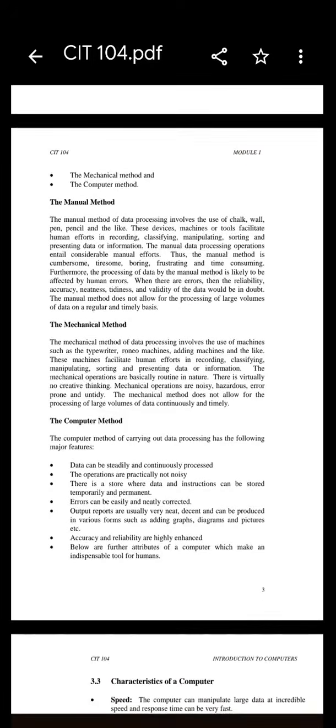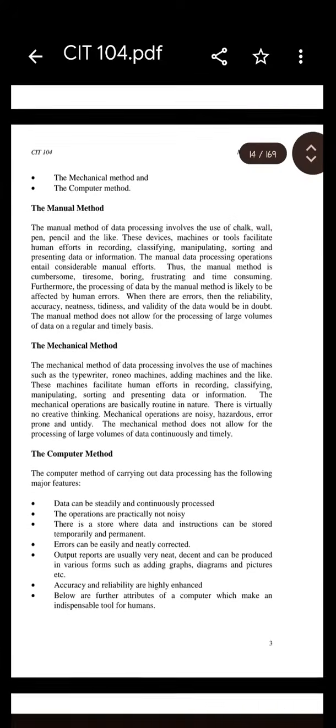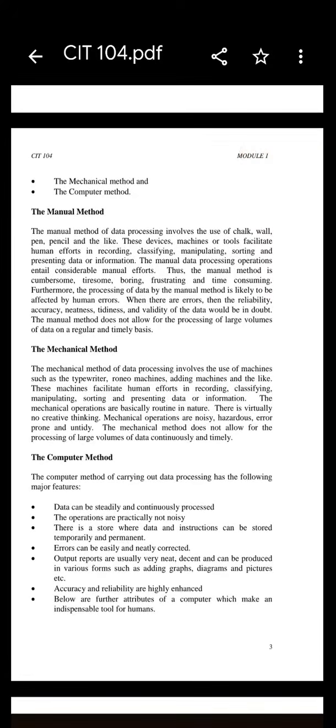So, the mechanical method, as I was saying, uses machines to carry out this data processing. Okay, let's read from the course material. The mechanical method of data processing involves the use of machines such as the typewriter, adding machines, and the like. These machines facilitate human effort in recording, classifying, manipulating, sorting, and presenting data or information.